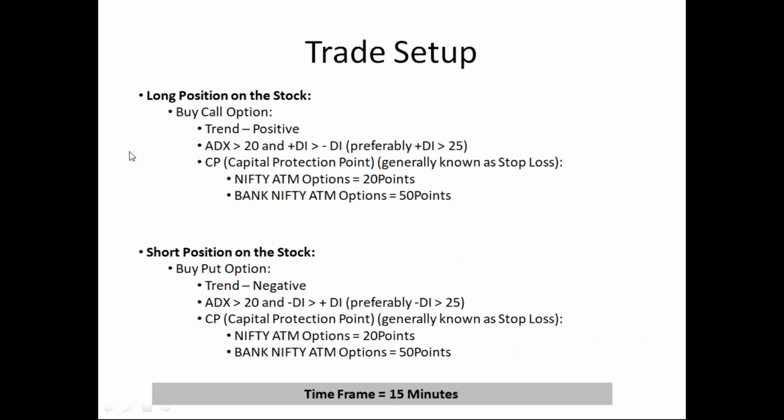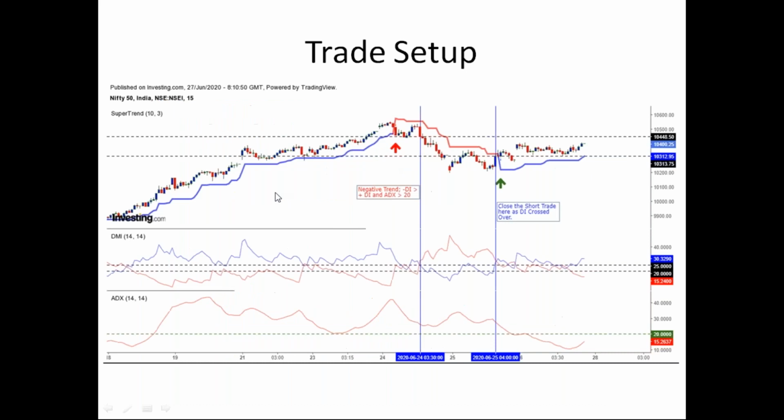So I'll come back to this slide. I just explained the whole trade there, but I'll go back again. If you're positive on the stock, you'll buy a call option only when the trend is positive and your ADX is above 20. I explained the ADX concept. And plus DI is higher than minus DI, and preferably I would like the DI to be higher than 25. So I've drawn this 25 line here. If I'm trading for a positive direction, the plus DI should ideally cross this 25 to give me a confirmation that yes, I'm actually correct and it's not going to just get whipsawed. So that also saves me whipsaws.